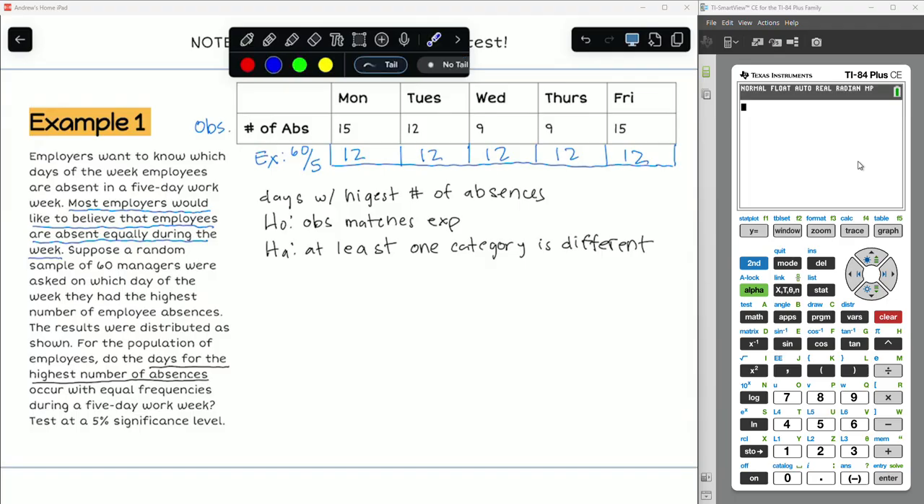So goodness of fit is asking, does this distribution match this distribution? The assumption is they match. The alternative is that they don't match. I also know back in the word problem we were asked to test at a 5% significance level. So I know alpha equals 0.05. Because I'm comparing an observed and an expected distribution for a single variable, days with highest number of absences, I know that this is a chi-squared GOF test.